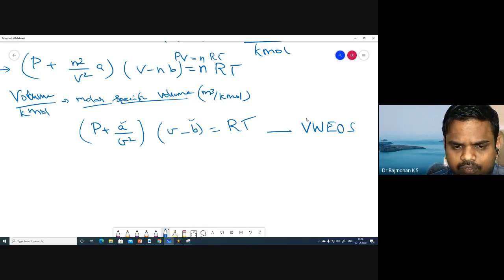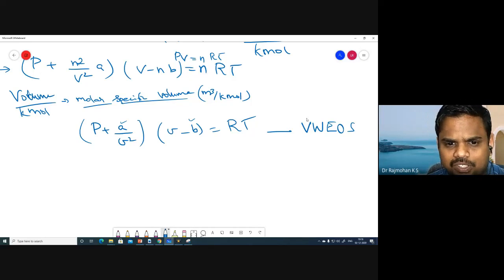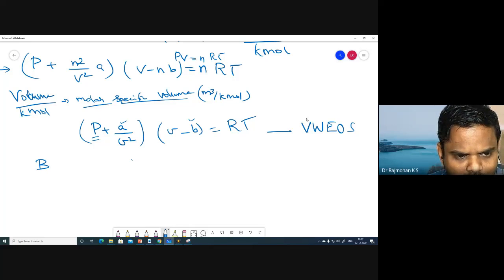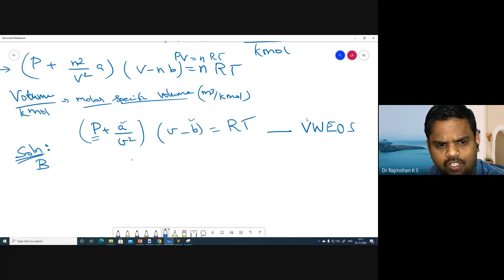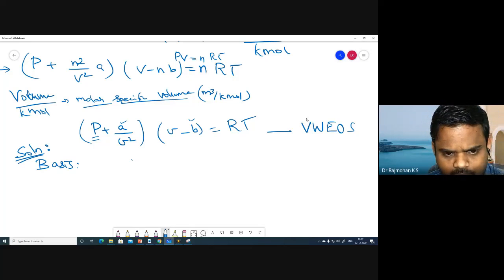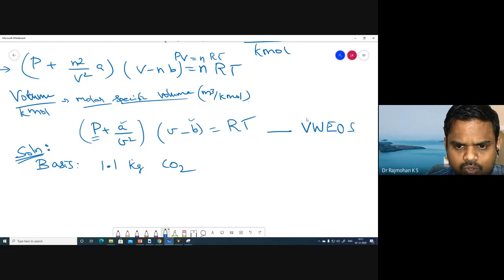Usually A and B we have an expression in terms of critical temperature and critical pressure, right? So we should be able to make use of this directly now, because A and B values are given. We are asked what is the pressure. So let us write the known data here. If you start solving the problem, what is the basis? If we consider a basis, it is given 1.1 kg of CO2, but what we want is small v, right?